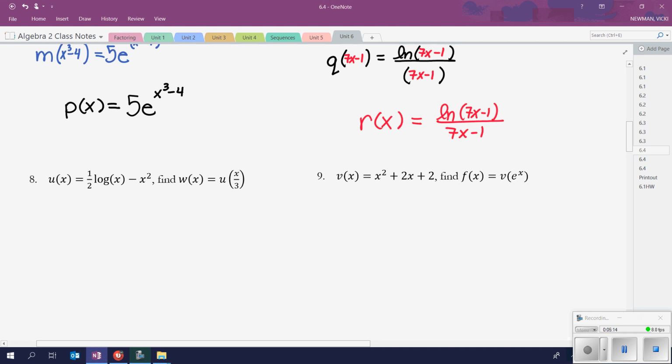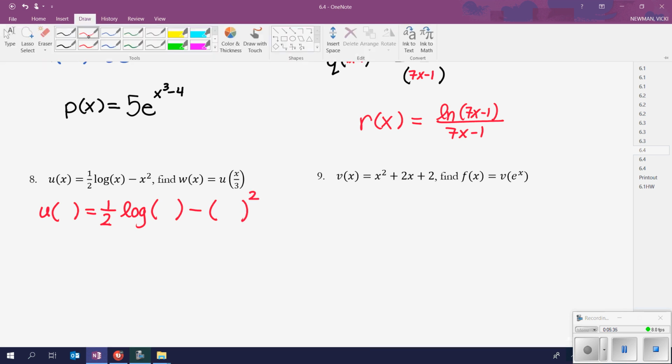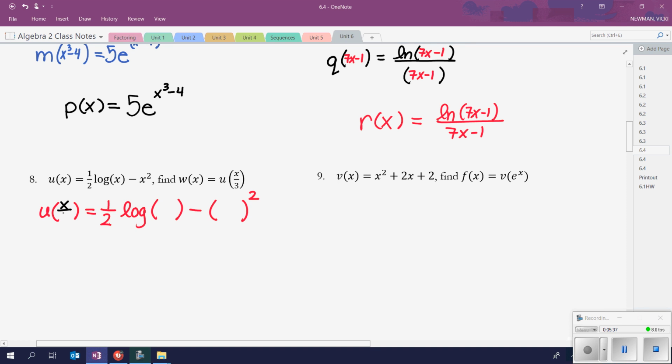Okay, u of x is half log x minus x squared. Find w of x, which is u of x over 3. So remove the x's. 1/2 log. Remove the x's. Leave parentheses. Then go back and fill it in. You've taken out the x's. You're replacing all of the x's with x over 3.